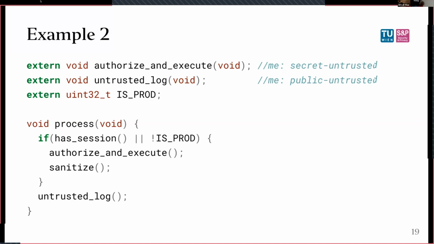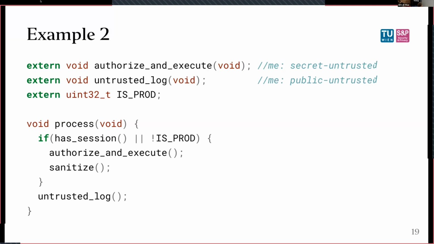And then we have a small flag to improve developer productivity, which is called isprod, which just tells you if you are on a testing instance or not. And the process then works the following. It checks if you have a session, that is if the session is not 0, or you are not on a production instance, which says basically, okay, in a testing instance, we don't need to be authorized. Then if this is the case, you run authorize and execute, then you run sanitize, which sets all the secrets to 0, so they're not a secret anymore because they're already 0. And then you call untrusted log.